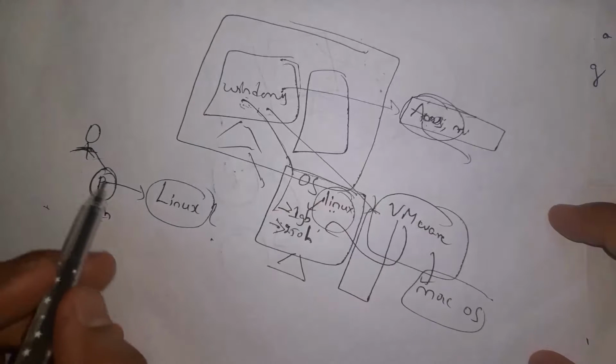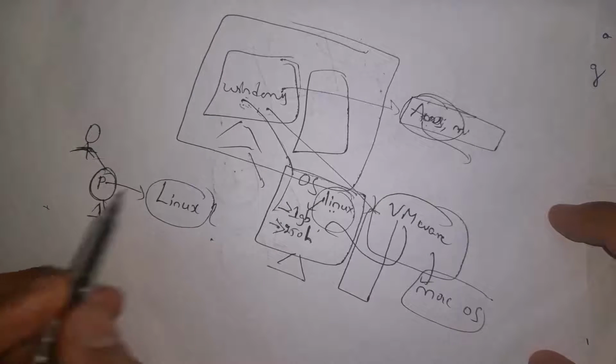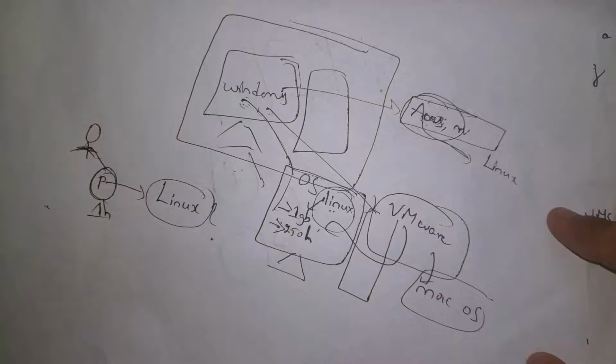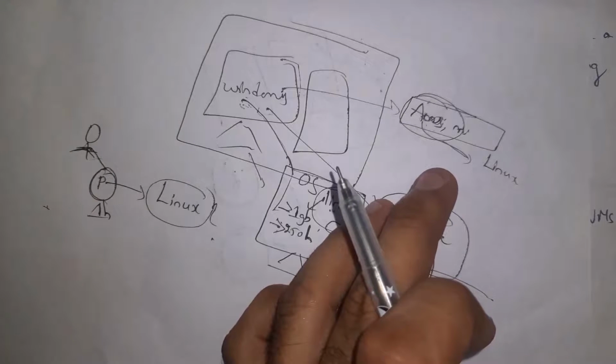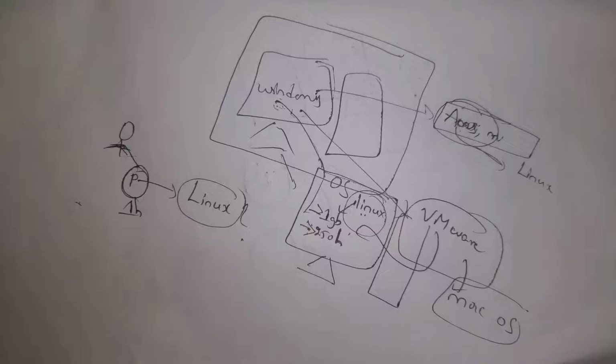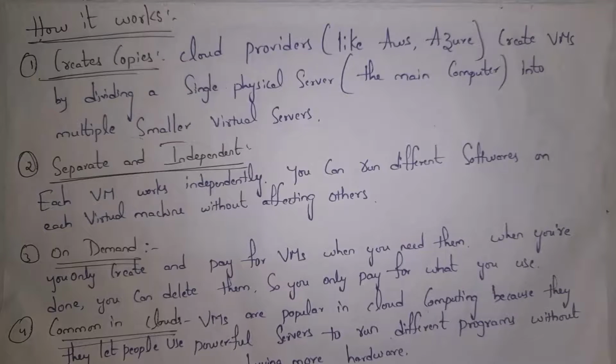For example, for this project, I need 1 hour of time. So in the AWS website, I will take the Linux operating system for 1 hour. And for how much time we use it, only for that we need to pay money. So even in clouds like AWS, Google, Microsoft, we can create virtual machines. This is how virtual machines work.